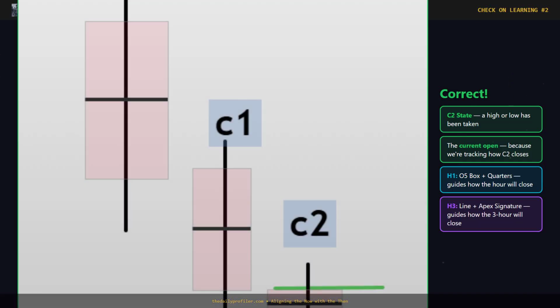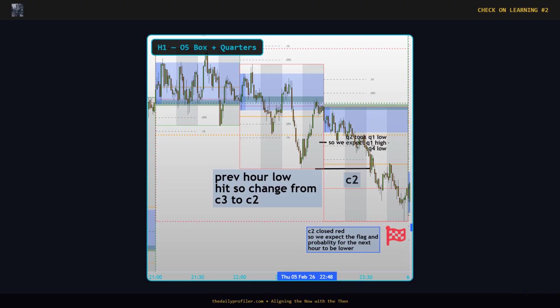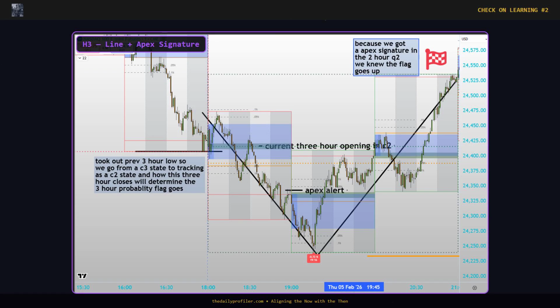If you said C2 state, the current open, 05 box and quarters for the hourly live price, and line and apex signature for the 3-hour live price, you would be correct. We're in C2 state because a high or low has been taken. That means we're watching the current open, tracking how C2 closes relative to it. And in C2 state, these are your live price components. For the hourly, the 05 box and quarters guide you into the close. For the 3-hour, the line and apex signature do the same thing. Same rules, different time frame. That's what a fractal is.